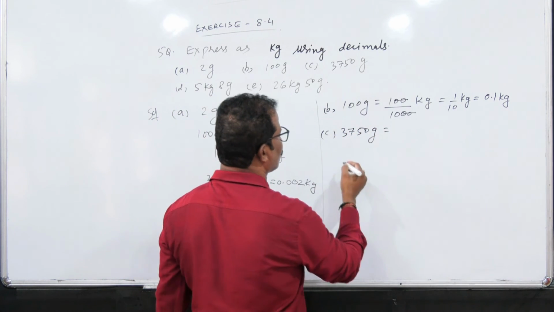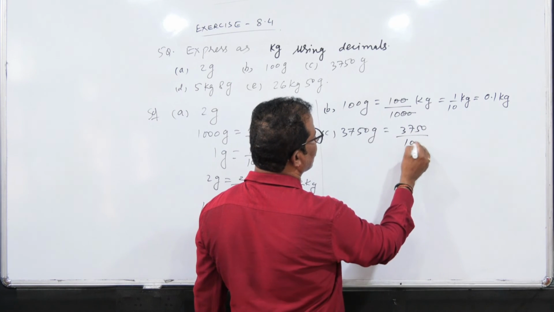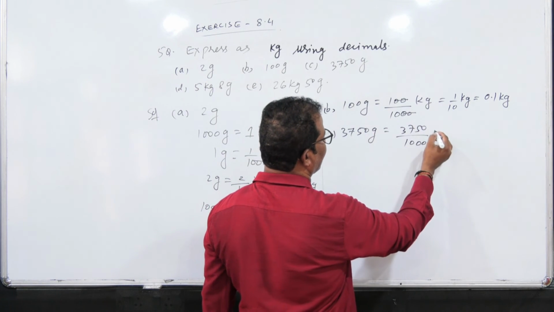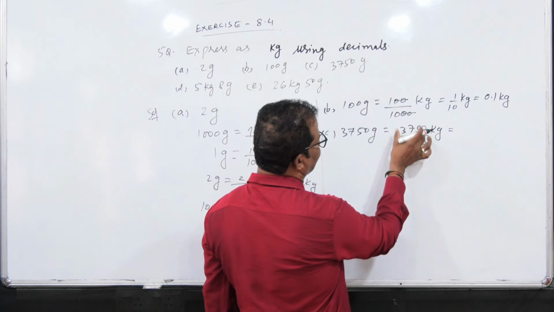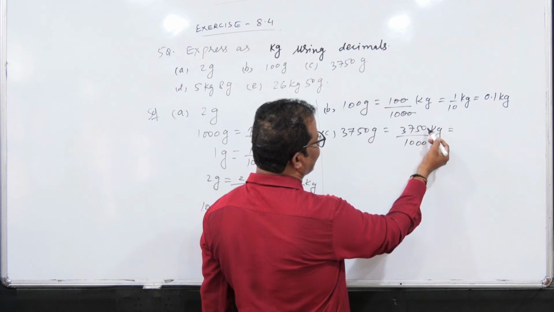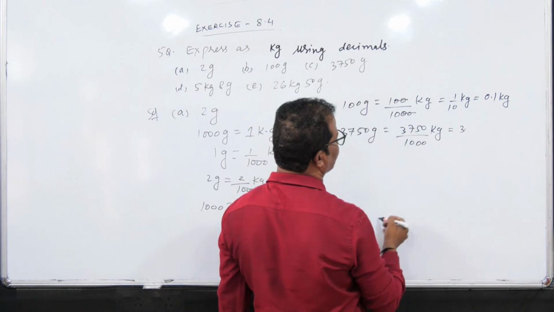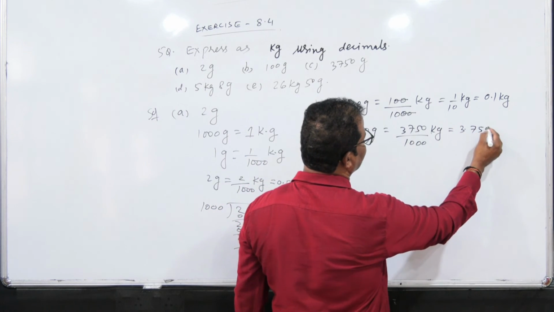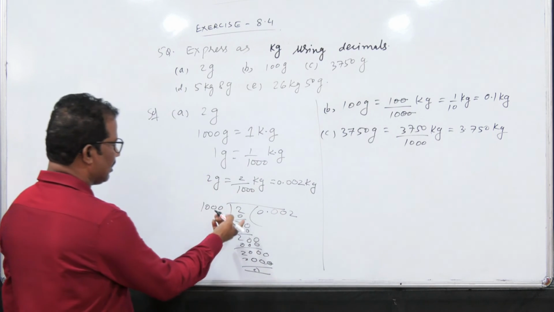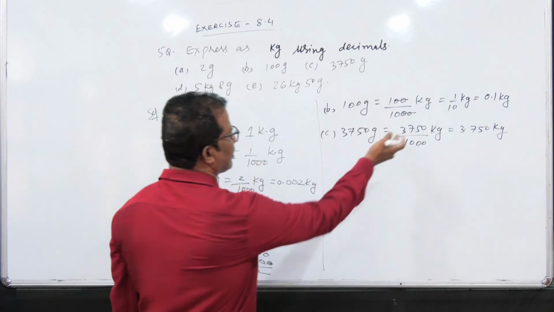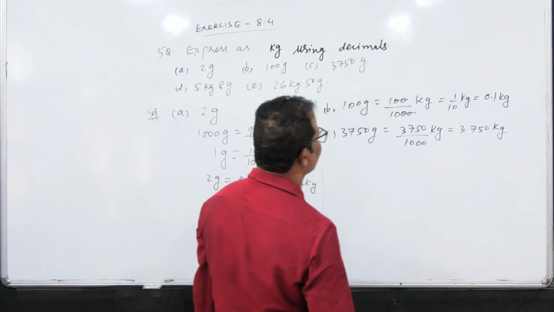Similarly, for the next question, let us see 3750 grams. To convert this gram into kgs, we have to divide by 1000. Now this unit will become kg only. Now, if you divide this number by 1000, we'll get the decimal from right to left, 3 places. That is how much? 3.750 kg only. Understand all of you? As we see in this question, if you divide by 1000, we'll get 3.750 kg only.